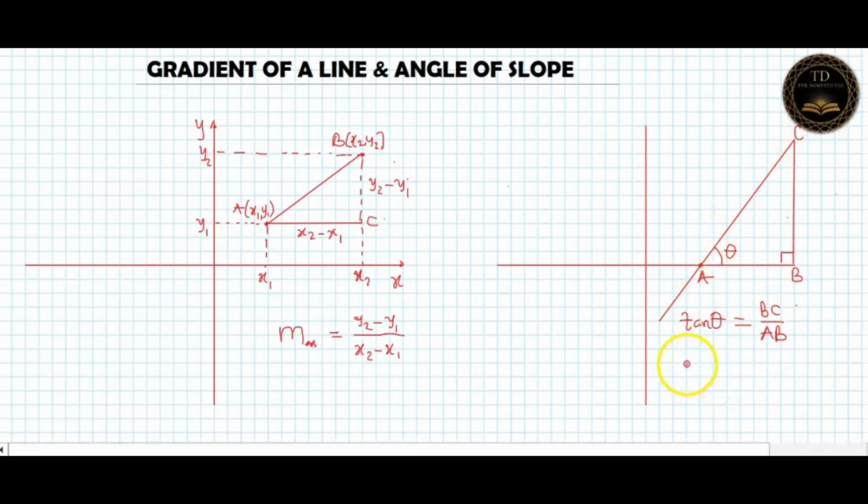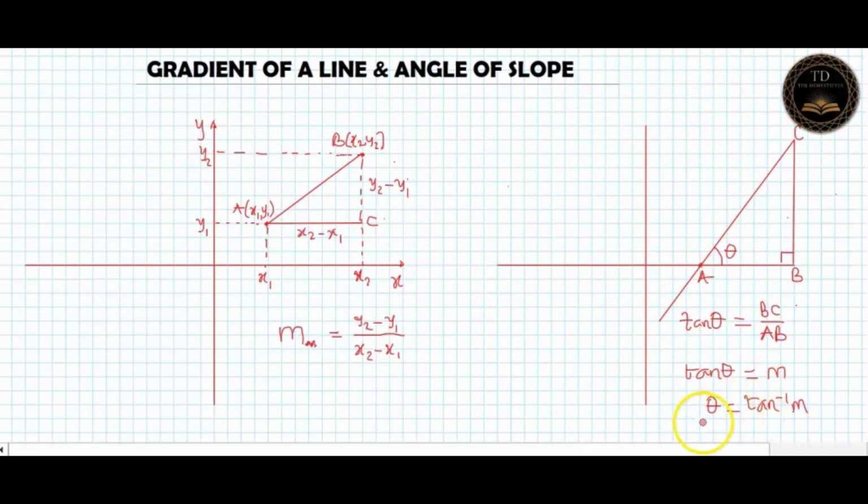So it simply just means that the tangent of the angle a line makes with the x-axis, that is the angle of slope, is equal to the gradient. Okay, and to find that angle, we just do the tan inverse of the gradient, the tan inverse of m.